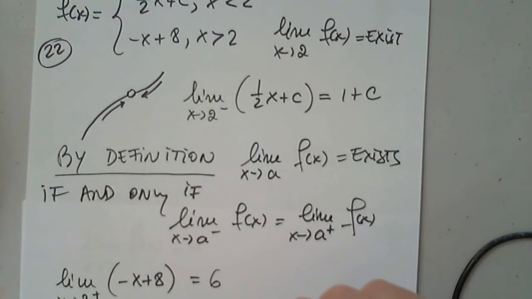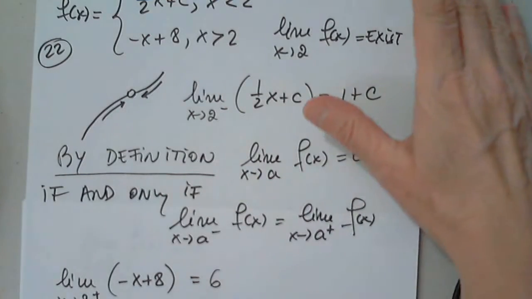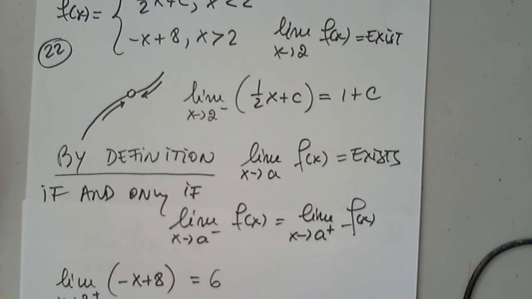Can you do question 23? Yes, but it's the same thing. Sure, of course. All you have to do is put the limit in front of this and determine it, the limit in front of this and determine it, and then set them equal to each other. You cannot plug in 2 in the function value. But when you determine the limit, it's a different story.